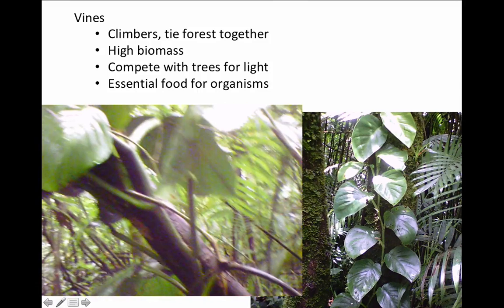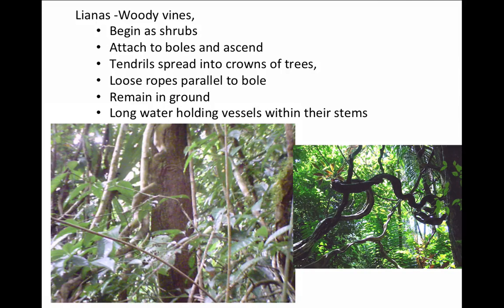So vines are the climbers. They really have a role in tying the forest together. And animals can make their way through this vine highway from place to place in the rainforest. The vines are climbing up towards light, because, of course, they need it for photosynthesis, and that then competes with trees for light. They do play an important role as serving as food for organisms.